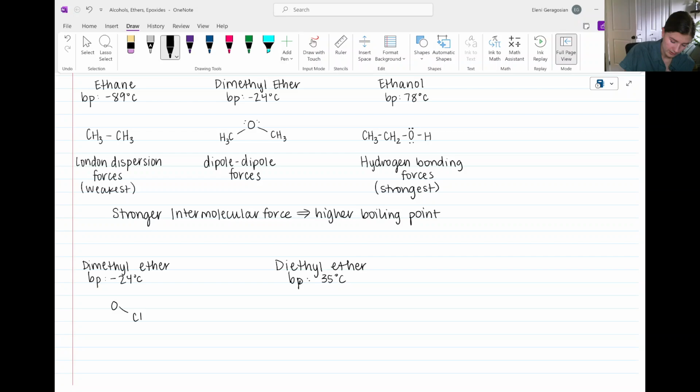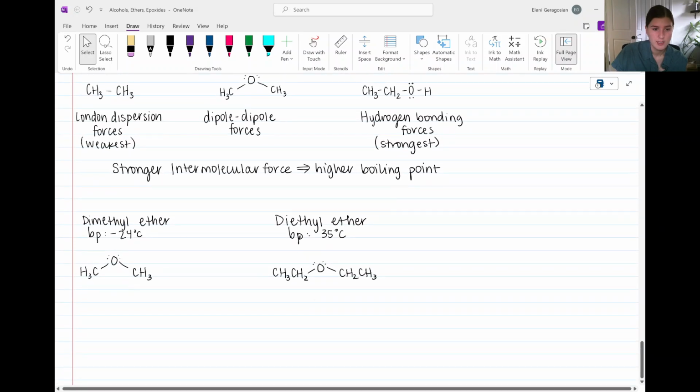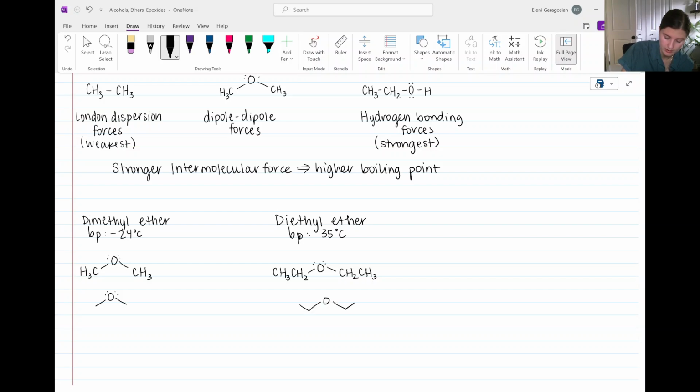Drawing out these molecules, they are ethers, so we have oxygen bonded to two carbon chains. For dimethyl ether, both of those chains are methyls. For diethyl ether, both of them are ethyl groups. So here's a condensed Lewis structure. Here's the skeletal structure for the same two molecules right underneath.